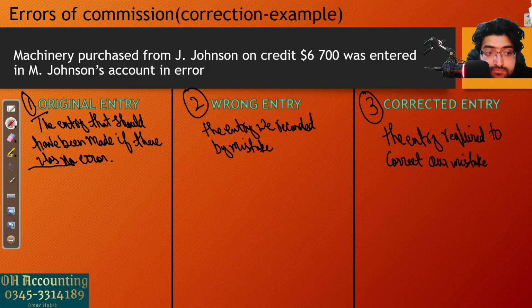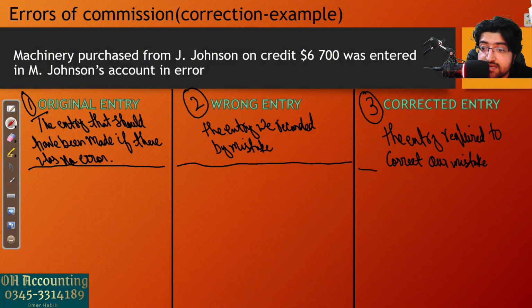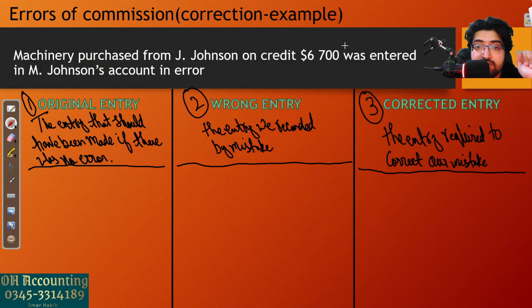Otherwise, it will feel difficult and you might make mistakes in correcting these errors. So remember, it will be easier for you if you correct errors in 3 steps. Okay. So now let's read the transaction and see what the entry should have been if no error was made. Machinery purchased from J. Johnson on credit $6,700. The transaction ends here.